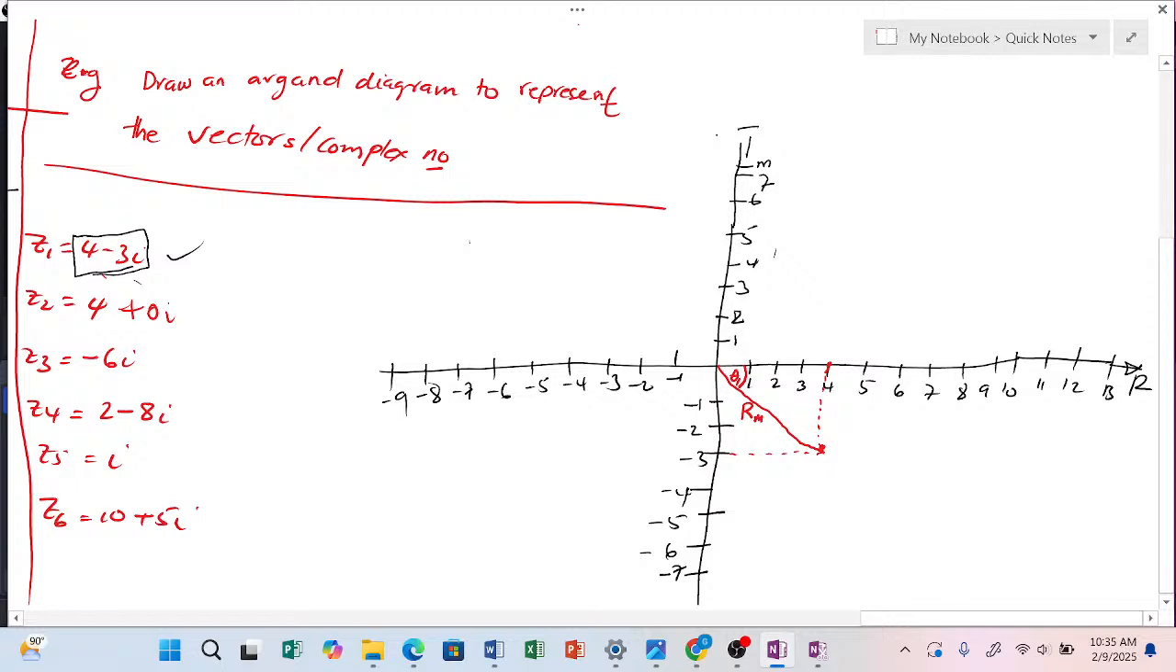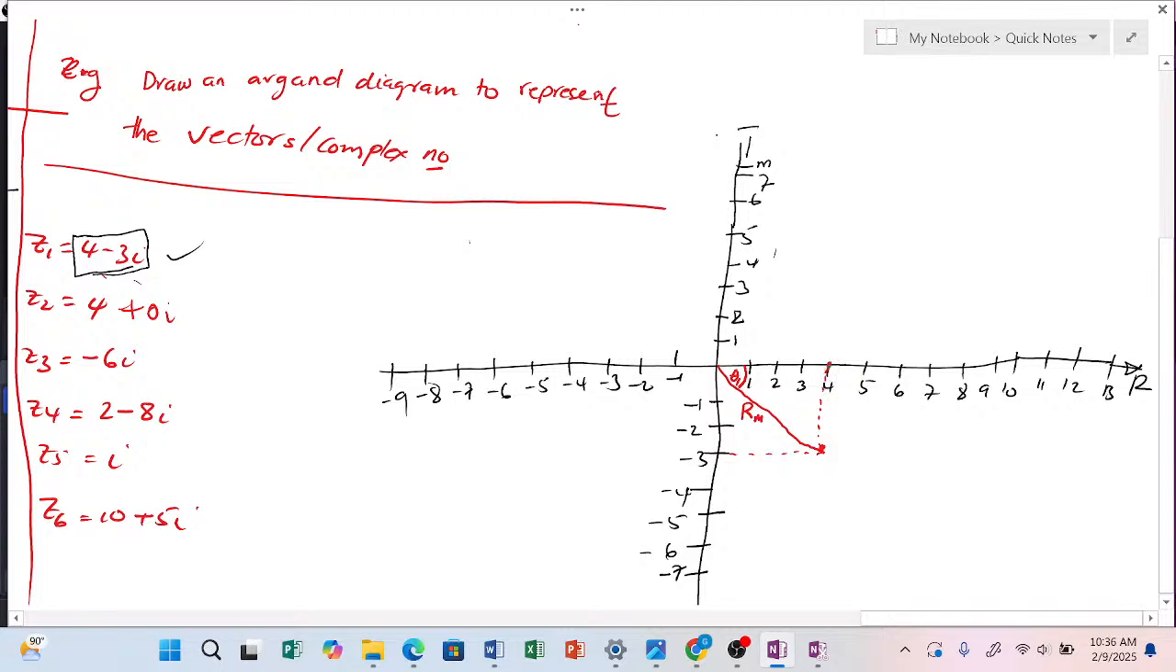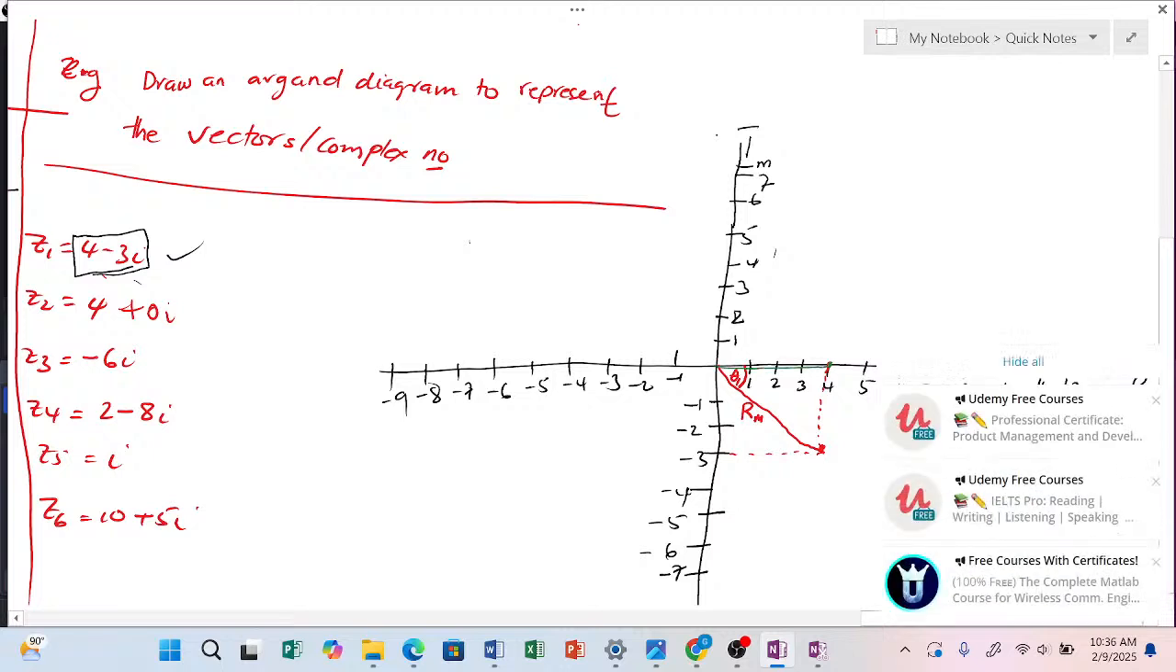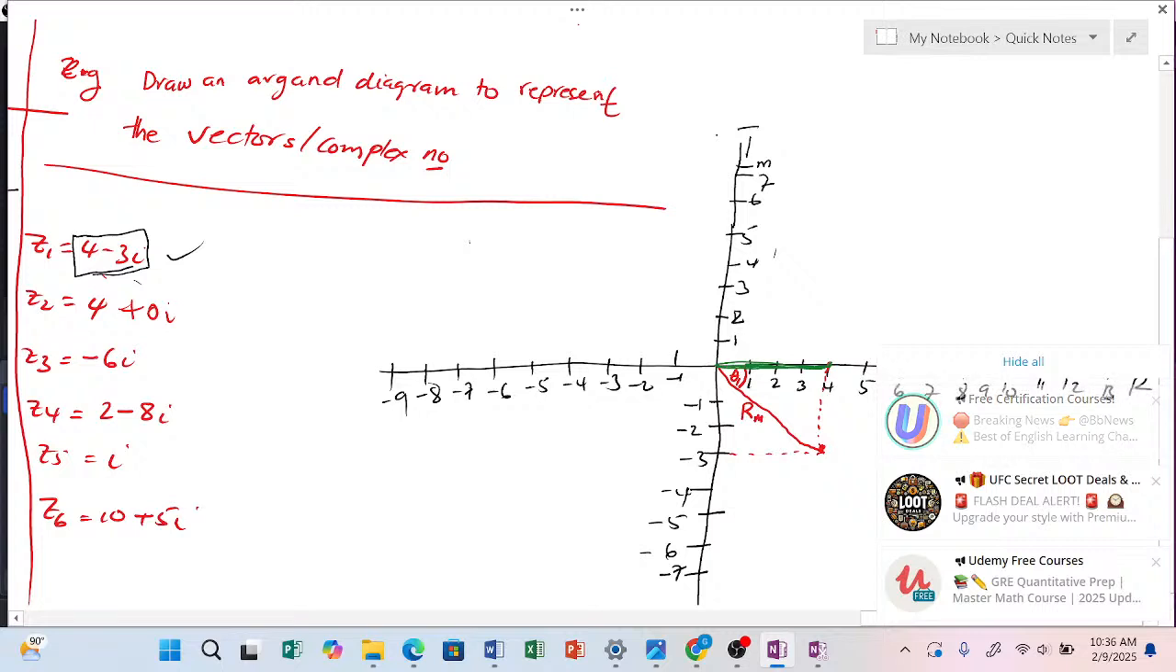And the imaginary part is 0. So this is where the real part is. The imaginary part is 0. So it should be on the real axis, right? Now, on this axis, what will be the angle? The angle is 0, right? Because the line is on the real axis. The line is here. So there is no angle. So the angle here is what? Is 0, right? So let's take note.